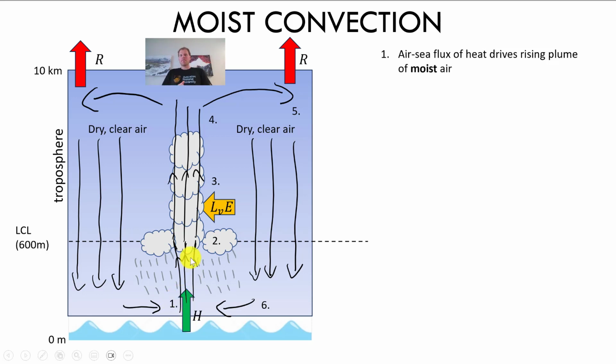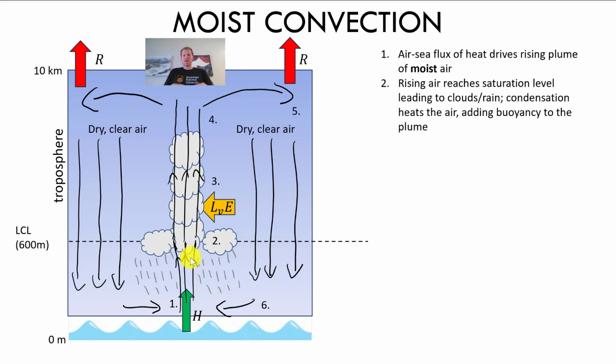as the plume. But we know it's also got moisture in it, and as it rises, that moisture is getting closer and closer to saturation. And when we hit this lifting condensation level of about 600 meters, that moisture starts condensing into clouds and ultimately into rain. And so we start getting rainfall and clouds at this 600 meter level.